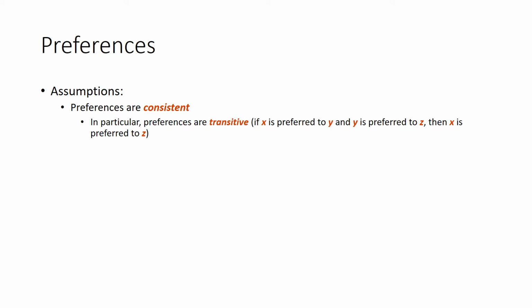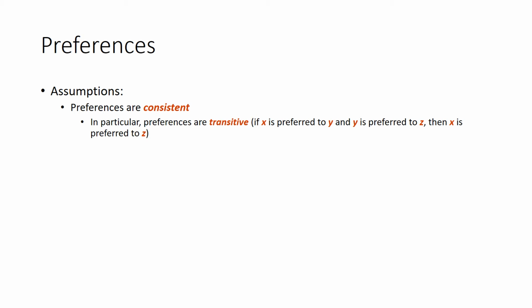We're going to make three important assumptions regarding preferences. The first assumption is that preferences are consistent. Consistency basically means that they make sense, they're logical. So let's say that we have three different goods. There's a good that's called X, a good that's called Y, and a good that's called Z.